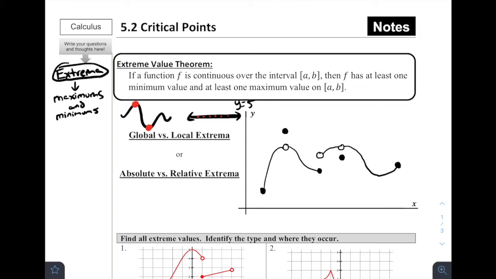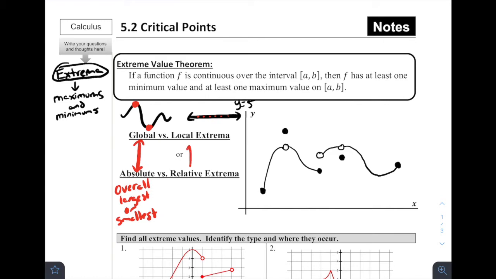Now, in pre-calculus books and leading into AP calculus books, there are some different ways that these types of extrema are described. Sometimes there are the words global versus local extrema, or absolute and relative extrema. Global is the same thing as absolute. They mean the same thing. It is like the overall largest or smallest. It is the absolute extrema.